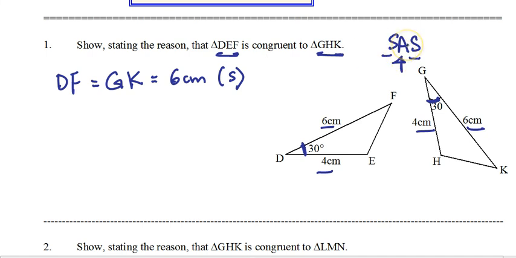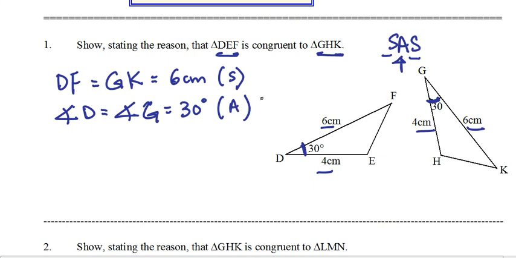Next we have to prove that the angle in between is the same. So we know that angle D is equals to angle G. And we must check, does D correspond to G? Yes, it does. And this is equals to 30 degrees. So we have our A. And finally, the last side S, let's use DE.